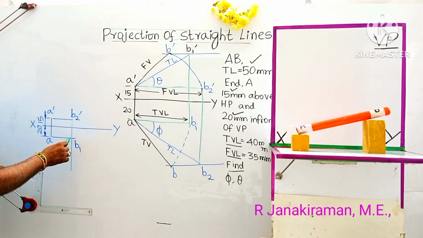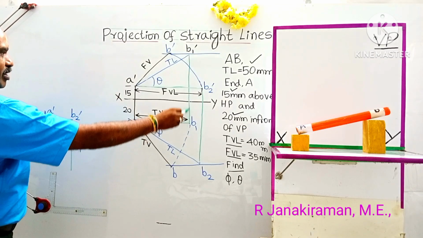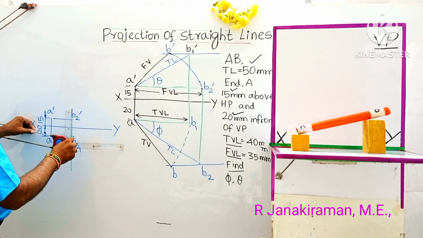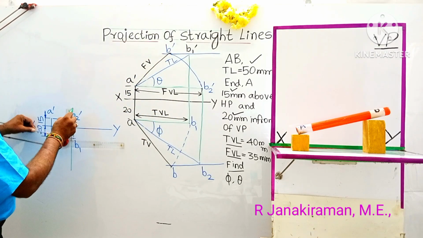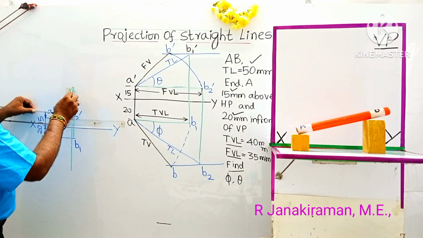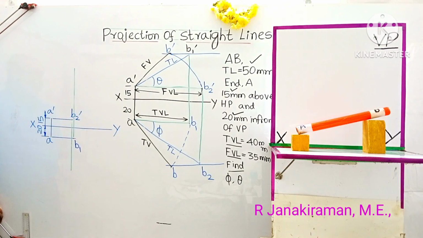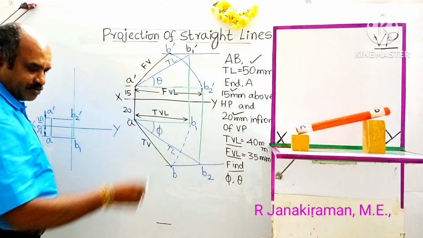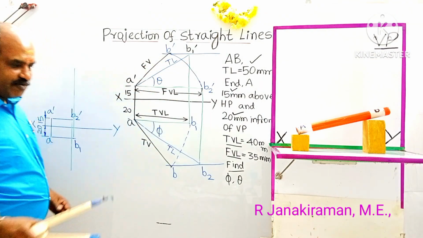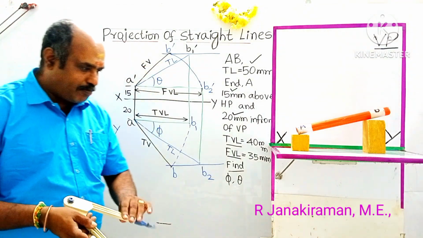And an upward projector from point B1. This is the upward projector, using 2H pencil. Understand? Now I am going to use the true length. It's given as 50 mm. 50 mm means 5 centimeter. Take the distance using compass.